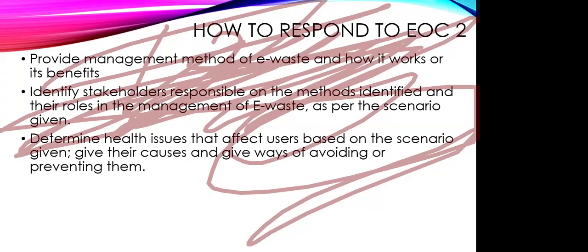Then determine the health issues. This is also an element of construct number 2. Determine the health issues that affect users based on the scenario given, give their causes and give ways of avoiding or preventing them. Sometimes these health issues come, and when they come, it is upon you, the learner, to know what is their cause. If it is caused like this, how do I prevent it?